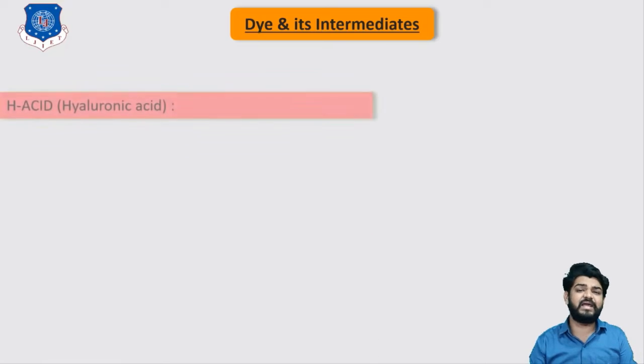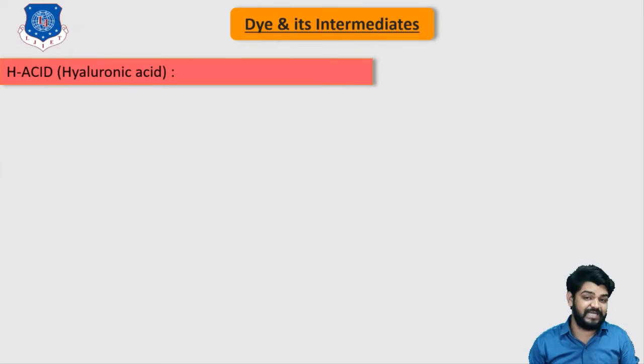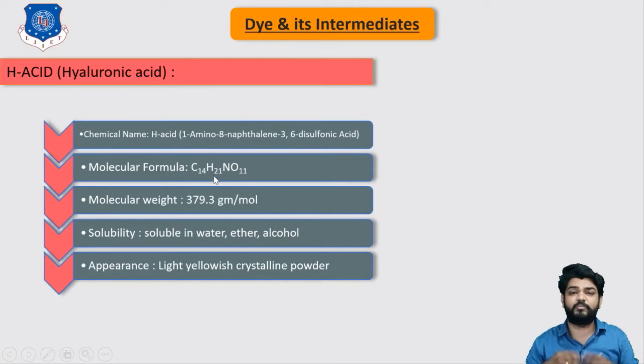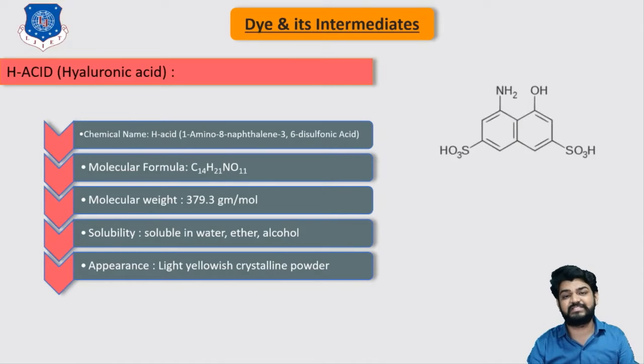Now, let's quickly understand one more product of these dyes, an intermediate, and that is H acid. This H acid is basically an intermediate product used to produce different dyes. So let's understand what the properties of this H acid are.